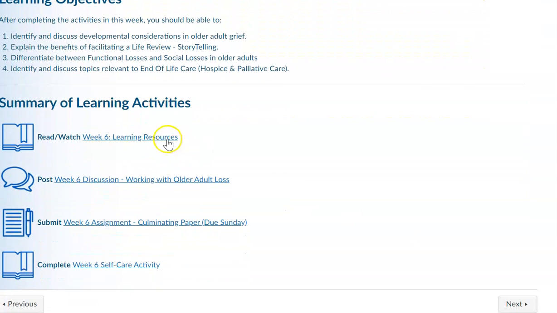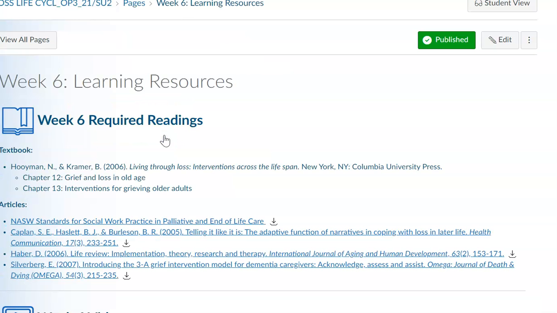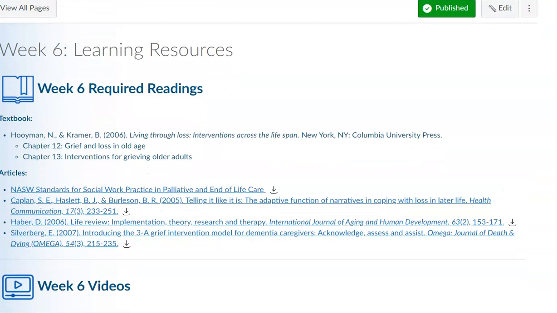The learning resources for this week are as follows. Chapters 12 and 13 in the text, Grief and Loss in Old Age and Interventions for Grieving Older Adults. There are a number of articles for this week, so please take a look at those.